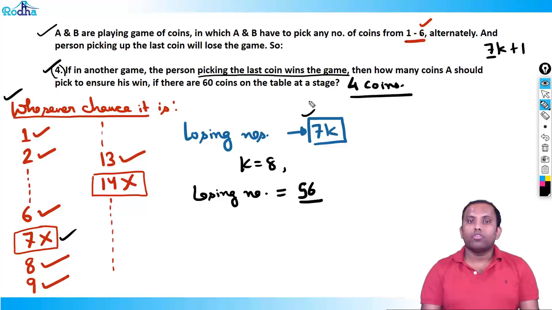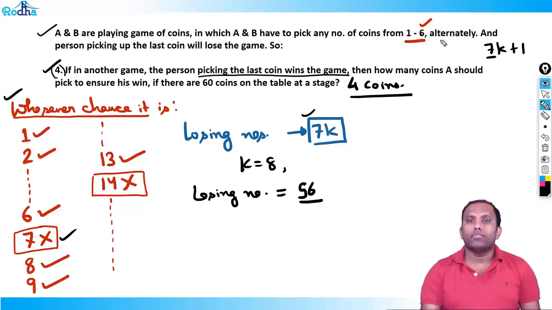Correct. So got this funda here. 1 to 6 means 7k in one case, and there 1 to 6 means 7k plus 1. Losing numbers there, 7k plus 1. Here the losing numbers were 7k. So quickly, get this funda in mind.